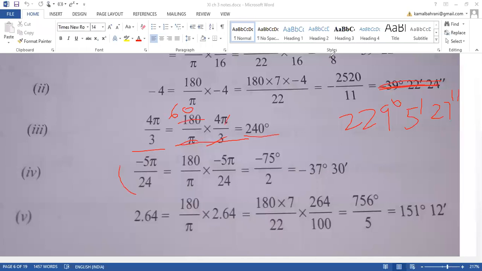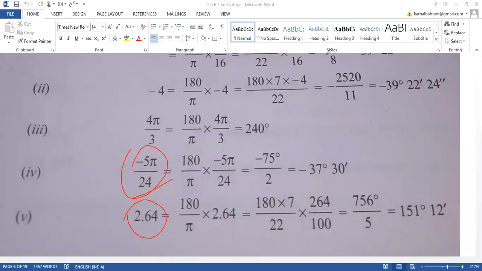Now this is your homework. Everyone just see this fourth part, you write it down. Please don't see this. 5 pi by 4, minus 5 pi by 4, 24 and 2.64. Try it by yourself. If you won't be able to, then we'll discuss tomorrow. Clear? Then next, come to the next question, question number 3.